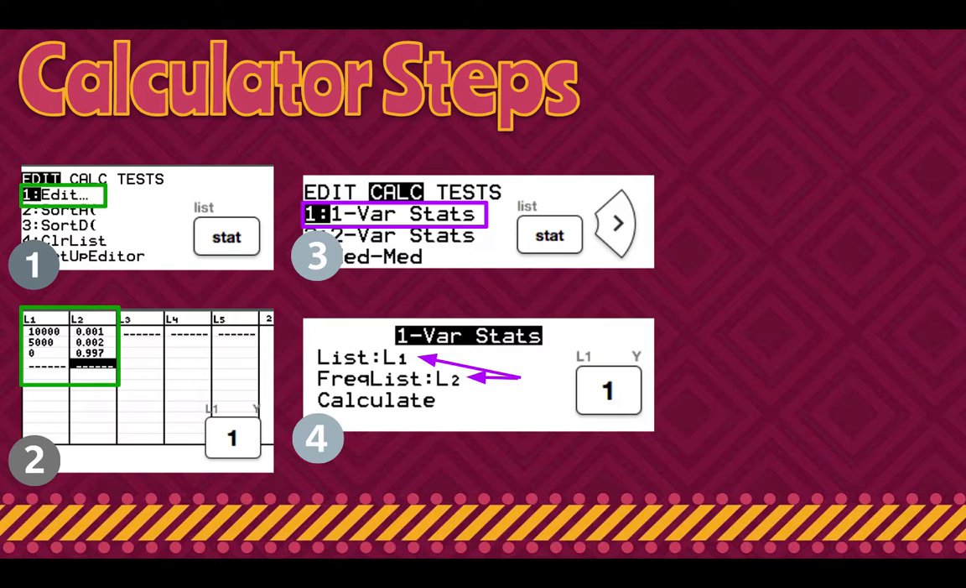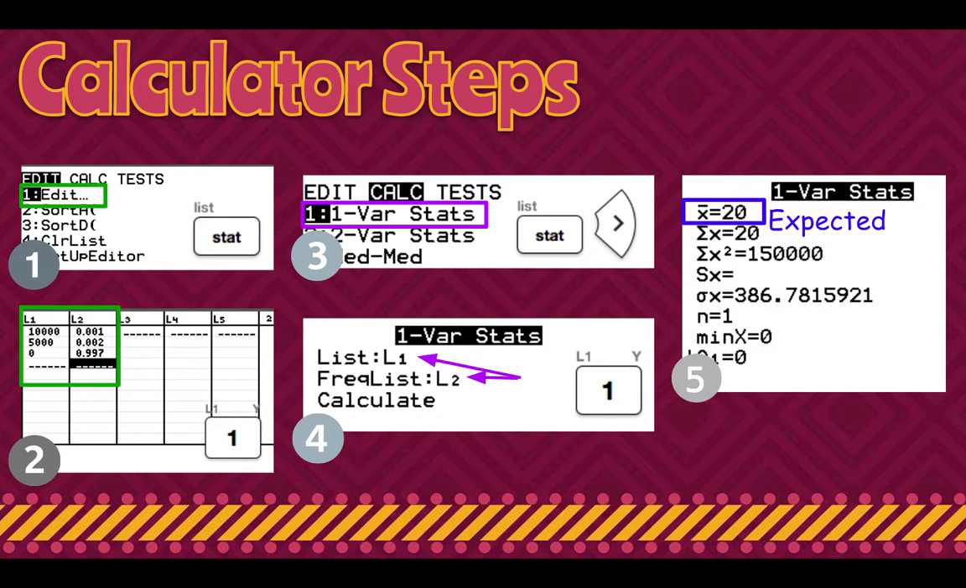L2 is the frequency, or the chances that it actually occurs, which is what we put in L2. Then you can hit calculate and you'll get exactly what you need. So notice it's still $20 on average. Pretty nice. And again, X bar is a notation you probably have seen in a statistics class. It just means average, but that's what expected value is.